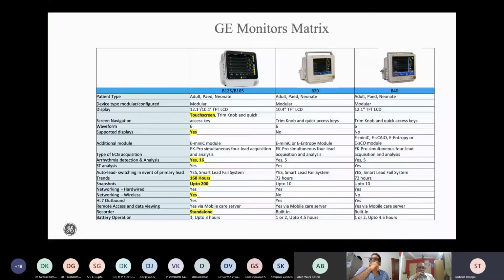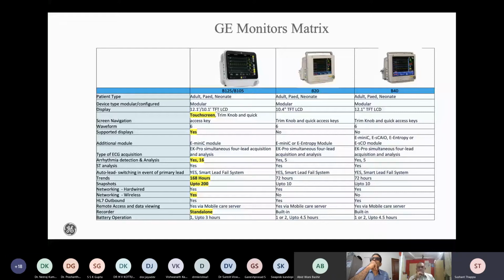I just wanted to put this across, not just to represent the monitors, but to represent what kind of offerings they have in terms of features and sizes. So typically, a monitor would have a 10.4 to 12-inch display, which is a transport monitor, as well as a stationary monitor, a bedside monitor.